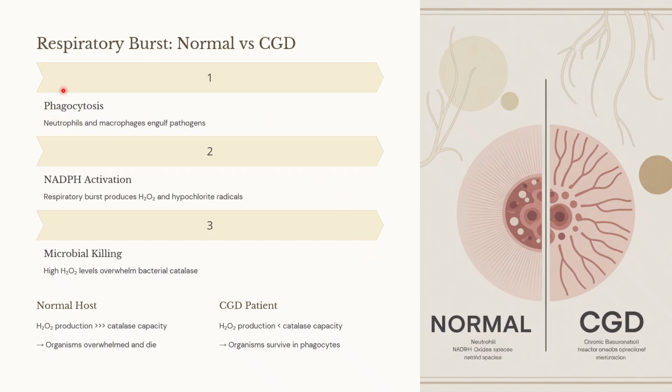Phagocytosis happens, and after that the NADPH oxidase activation happens, the respiratory burst that produces H2O2 and hypochlorite. So high H2O2 levels overwhelm the bacterial catalase. When NADPH oxidase is normal, we have high H2O2 levels, whereby the bacterial catalase cannot degrade those high H2O2 levels into H2O and oxygen. Therefore, the person can bring out the respiratory burst. But in chronic granulomatous disease, the H2O2 production is much less compared to the catalase activity. Therefore, the organisms will survive in the phagocytes.